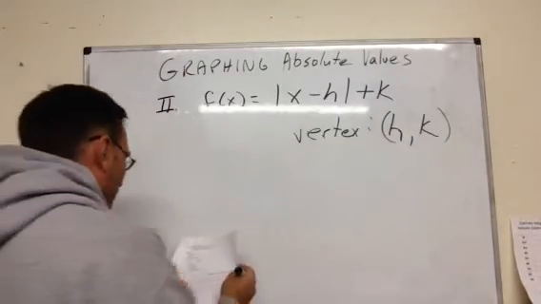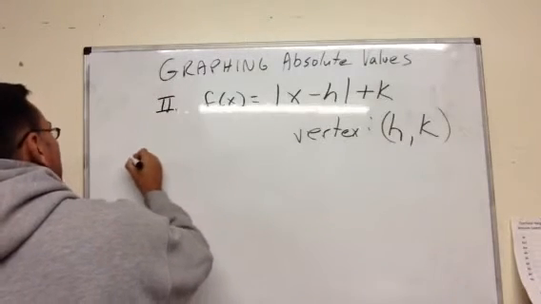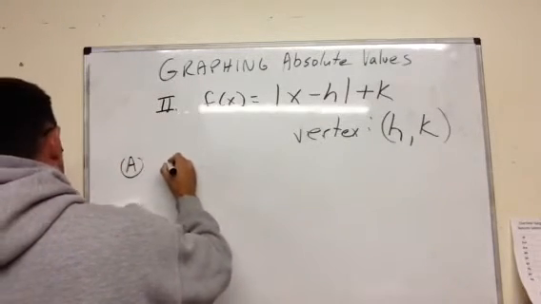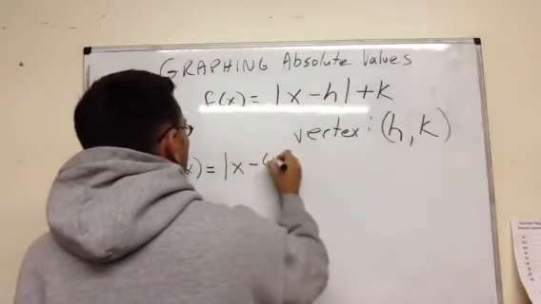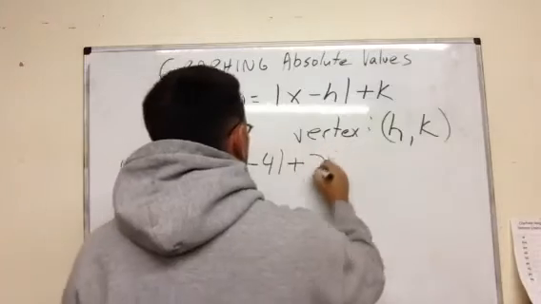So if we start with this equation, equation A, f of x equals the absolute value of x minus 4, plus 2.